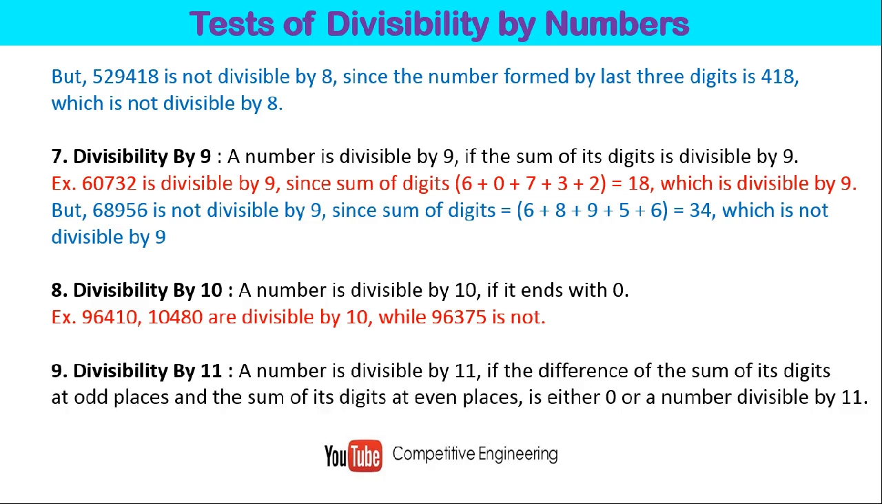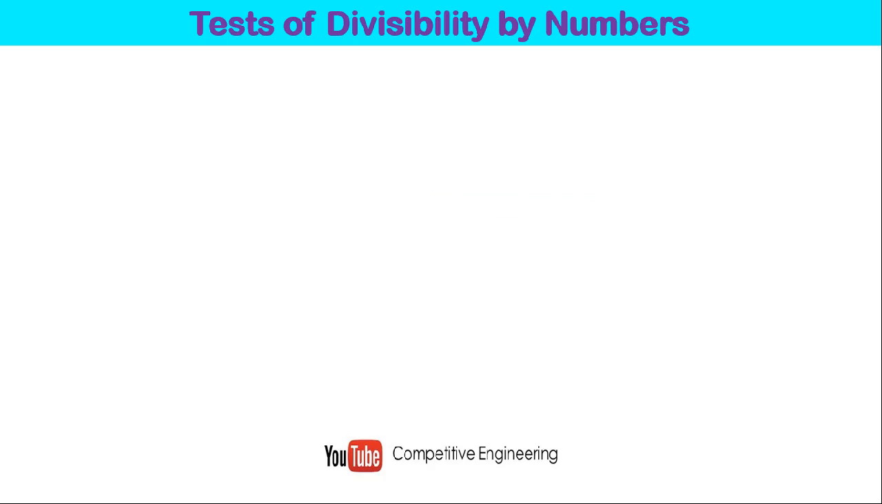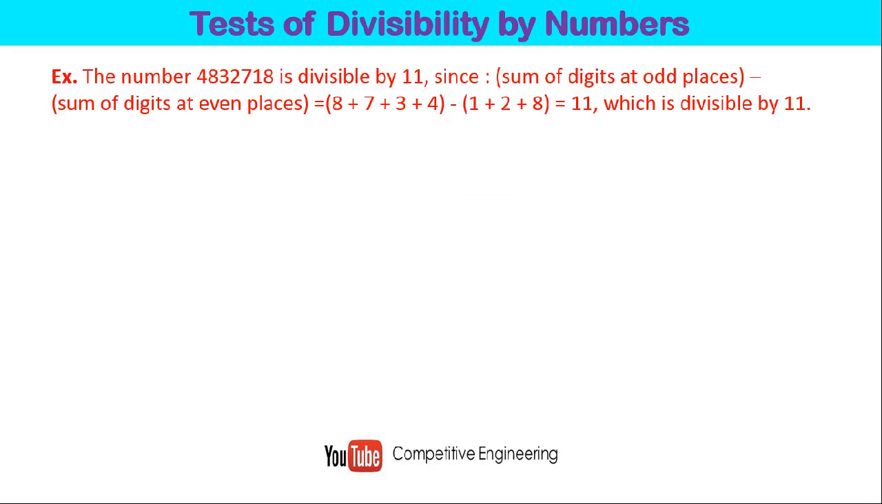Then divisibility by 11. A number is divisible by 11 if the difference of the sum of its digits at odd places and the sum of its digits at even places is either 0 or a multiple of 11. So we will check it with an example. 4832718 is divisible by 11.